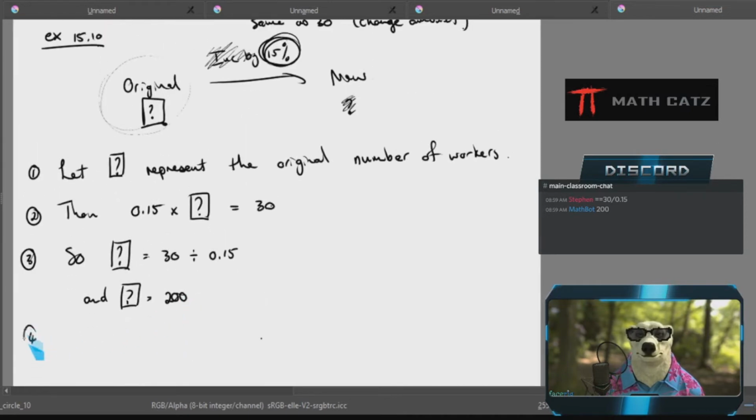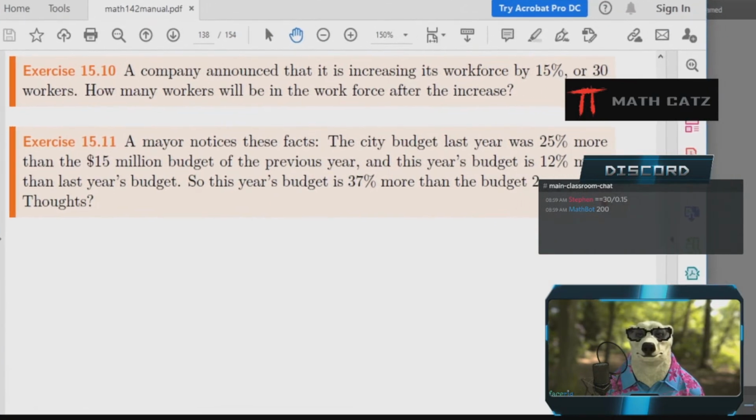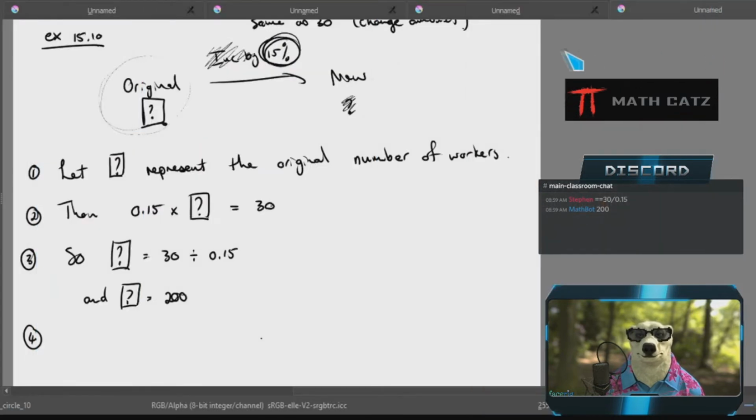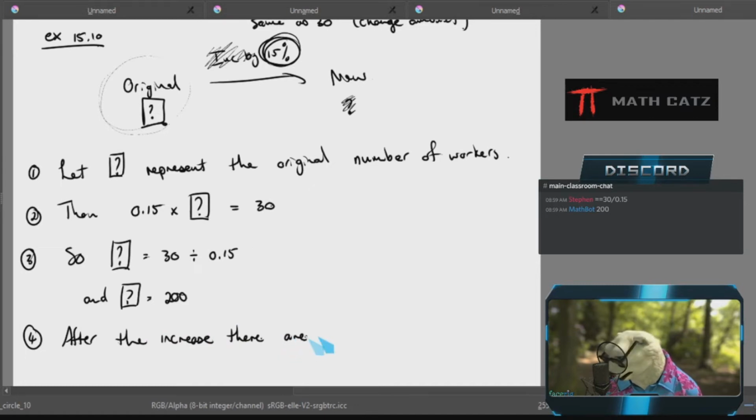So now I simply have to use this to answer the question that they have. I can go double check. It's always a good idea before you write your last sentence. Double check. Am I answering what I think I should be answering? How many workers will be in the workforce after the increase? Okay. It's good to double check. So I can say after, I want to use their words. After the increase, there are, well, I had originally 200, increase of 30, so 230 workers.